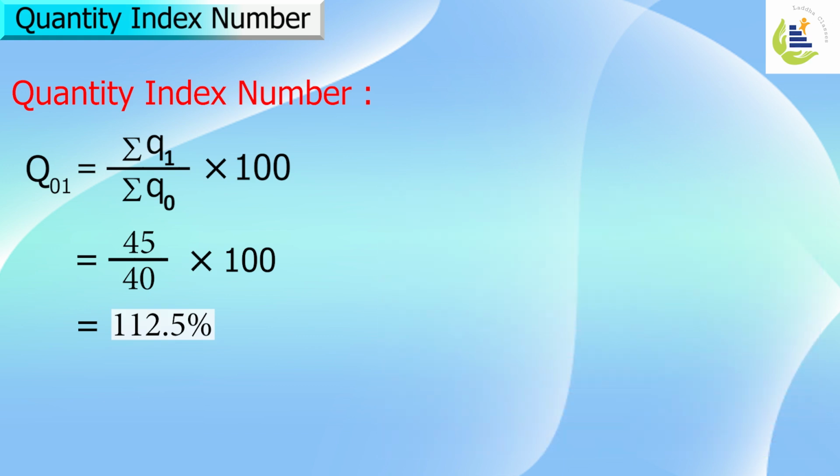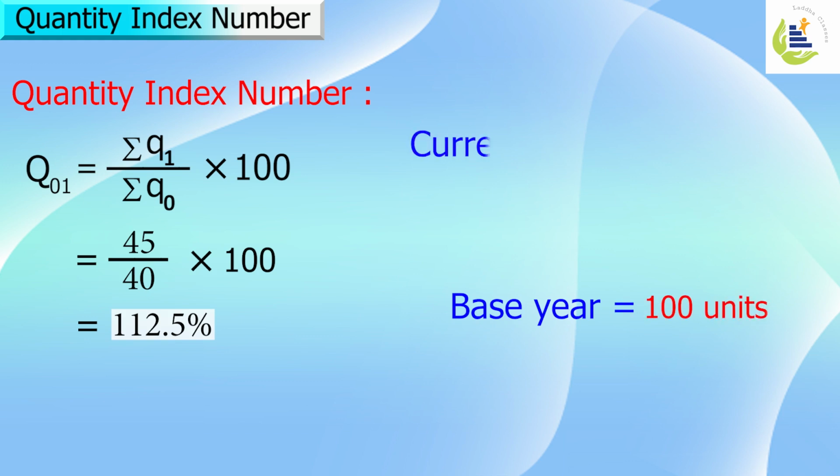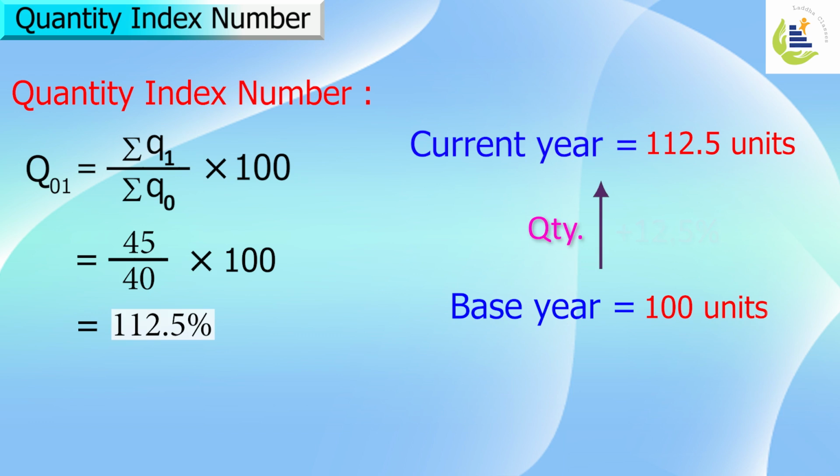Now, what is the meaning of 112.5%? This quantity index number means if in base year, that is year 2000, we were consuming 100 units of quantity, now in current year, that is in 2001, we are using 112.5 units of quantity. So there is an increase in consumption of 12.5%. I hope this gives you a complete idea of how to calculate quantity index number.